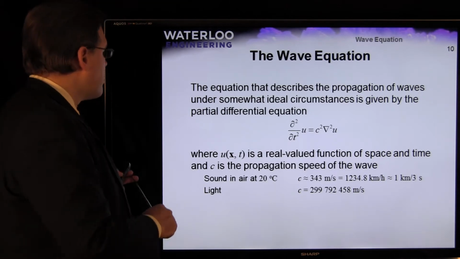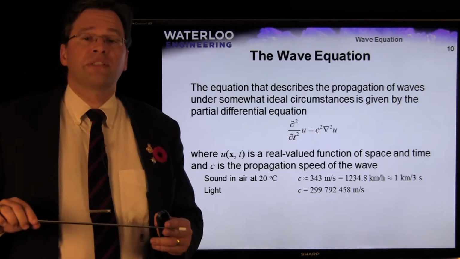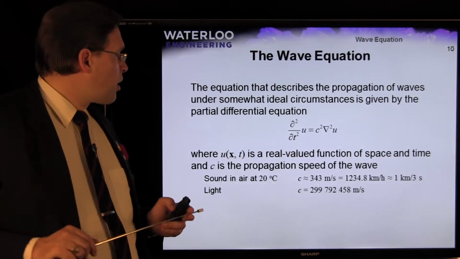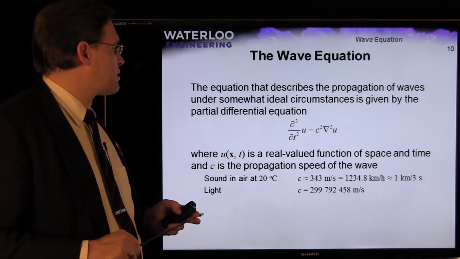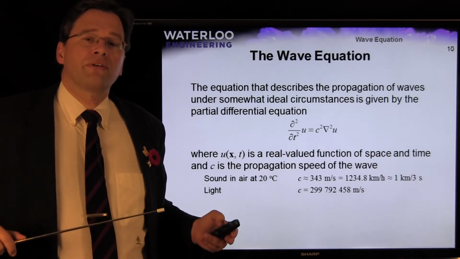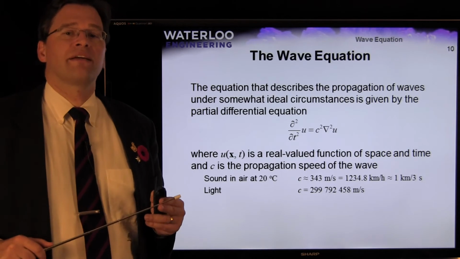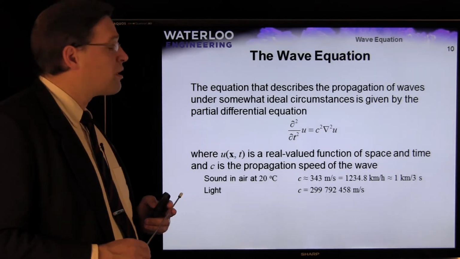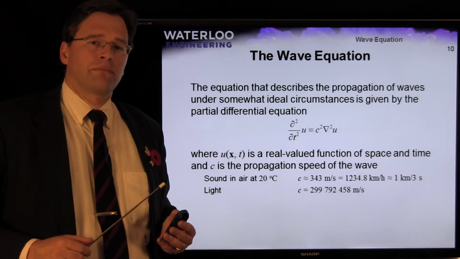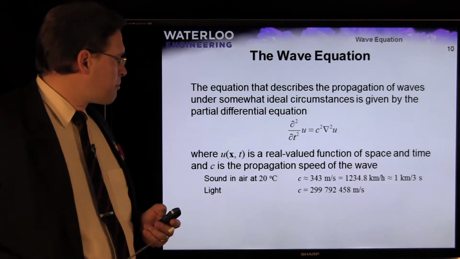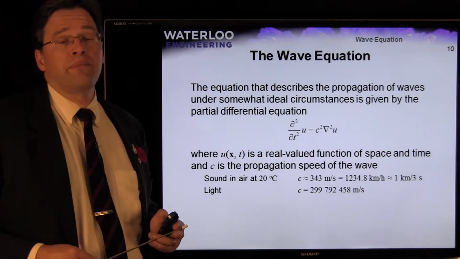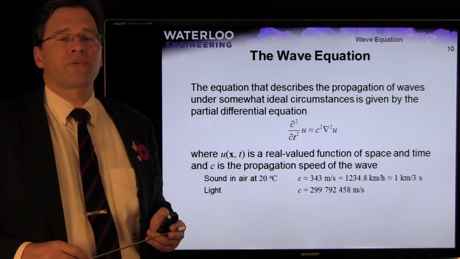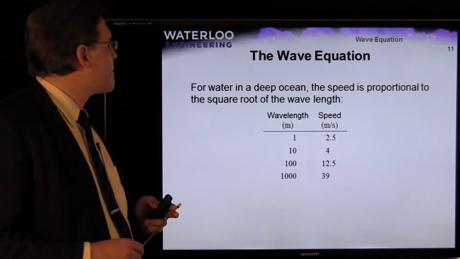For example, sound in air at 20 degrees Celsius moves at approximately 343 meters per second, 1,234.8 kilometers per hour, or about 1 kilometer every 3 seconds. Light, on the other hand, moves approximately 300 million meters per second, or 300,000 kilometers per second.